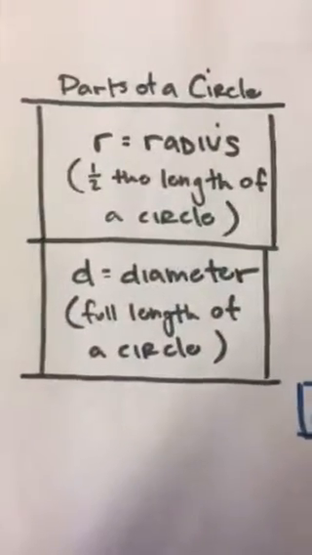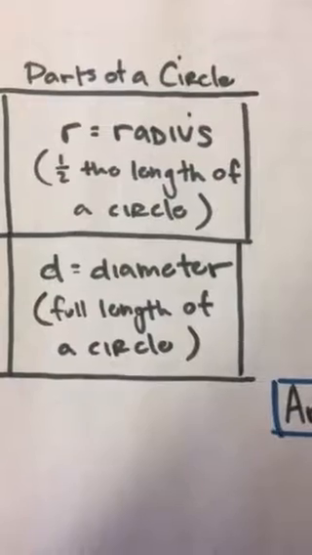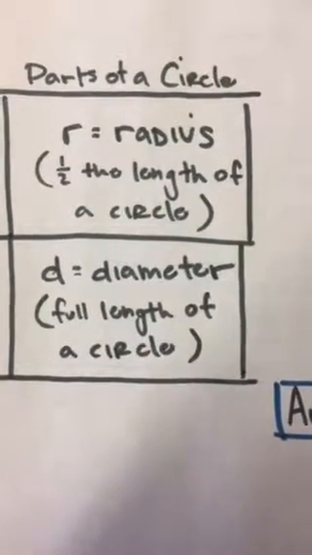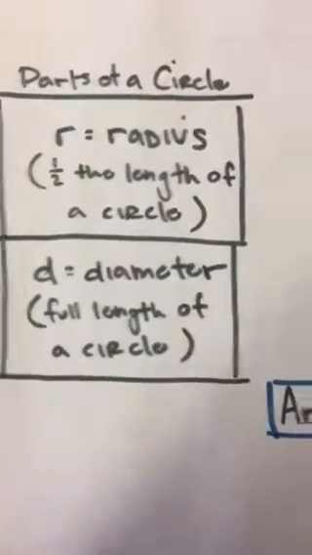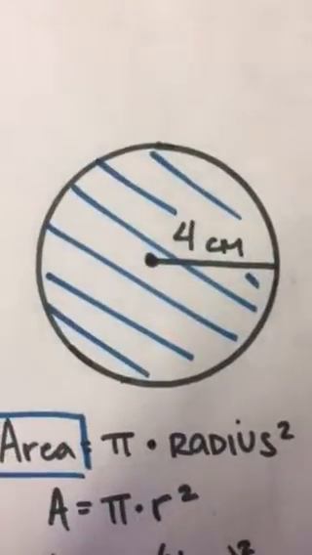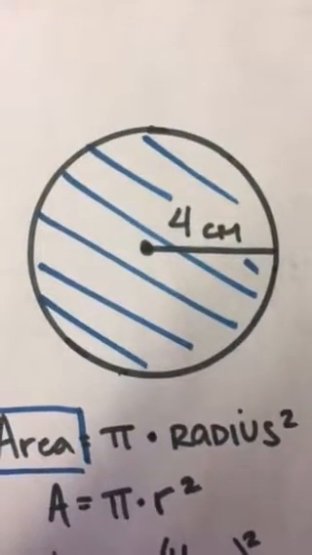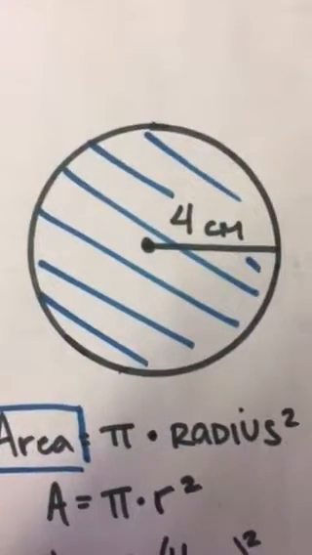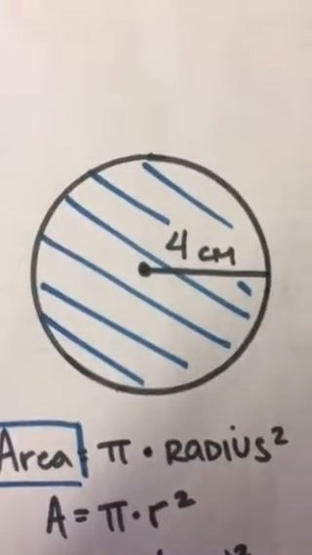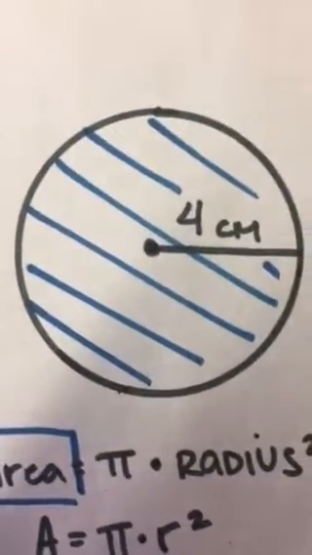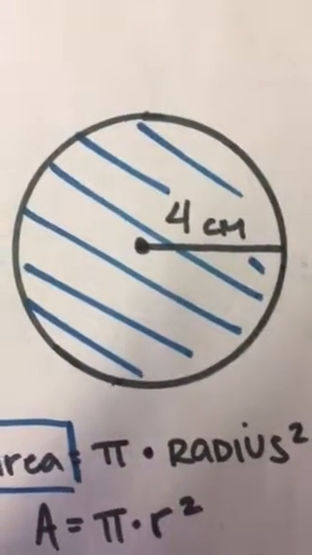So some parts of a circle: we have our radius, which is half the length of a circle, and then we have our diameter, which would be the full length of the circle. Now, going back to our circle, our radius would be 4 centimeters, and our diameter would be the whole way across, so it would be 8 centimeters. So we can use the radius to find the area, or all the shaded blue parts of the circle.